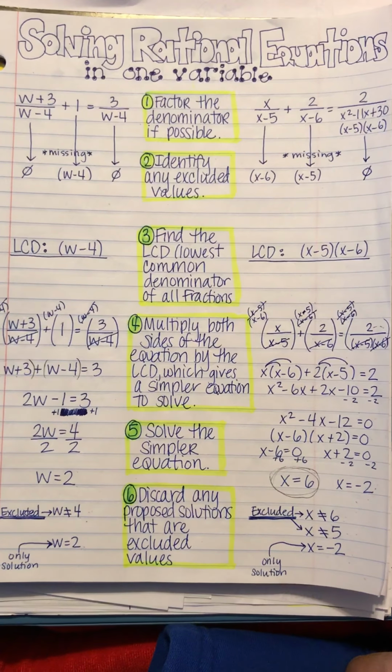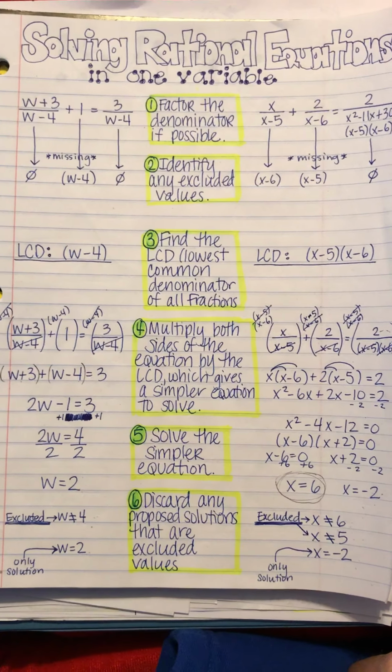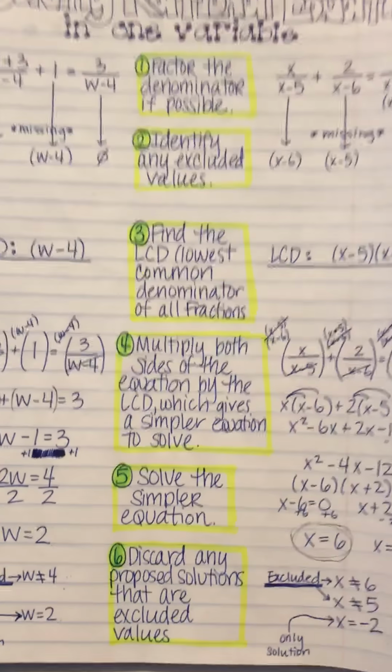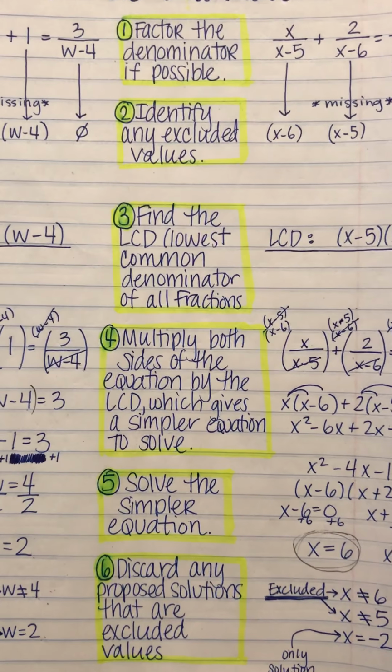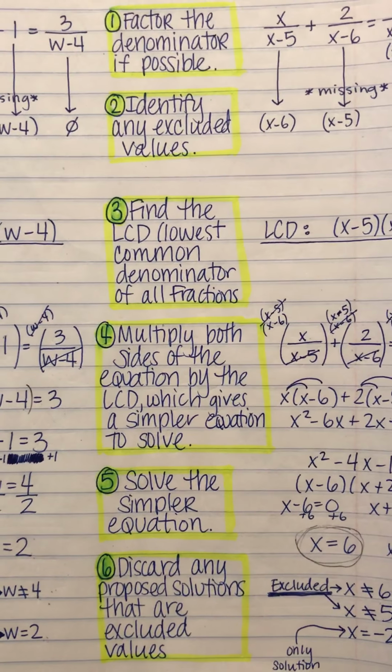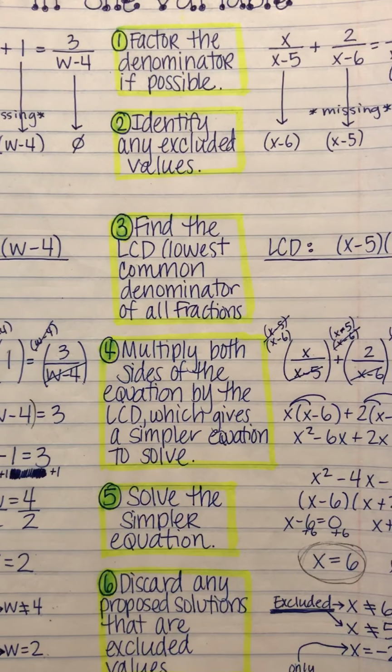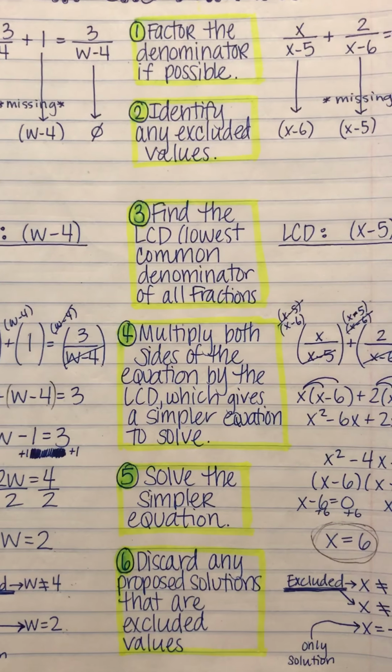Looking at solving rational equations in one variable, there are 6 steps that we're going to follow. The 6 steps are right here in the center. You can take a look at them now, pause the video if you need to, and you can always come back to them at any time. I will show this again at the end of the video.